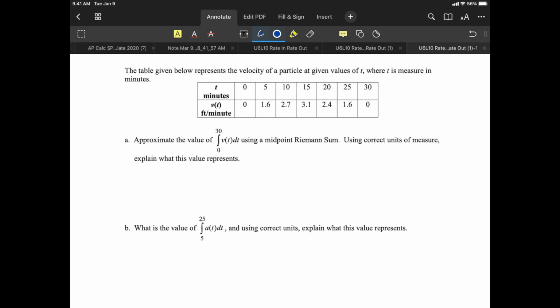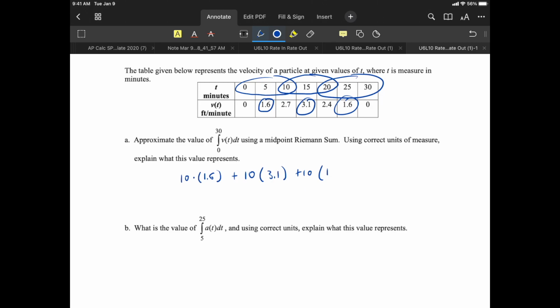Okay, so real quick, let's just do a couple velocity examples to set the table here. Approximate the value of the definite integral from 0 to 30 of the velocity function using a midpoint Riemann sum. Great, so if we want to use a midpoint Riemann sum, let's do 3 equal subintervals. So we'll do the distance from 0 to 10, which is 10 times the midpoint value of velocity, 10 times 1.6. We'll do from 10 to 20, that's another distance of 10 times a midpoint of 3.1, and we'll do a final distance of 10 times 1.6.